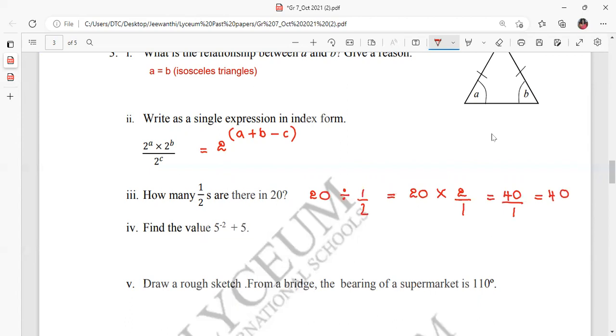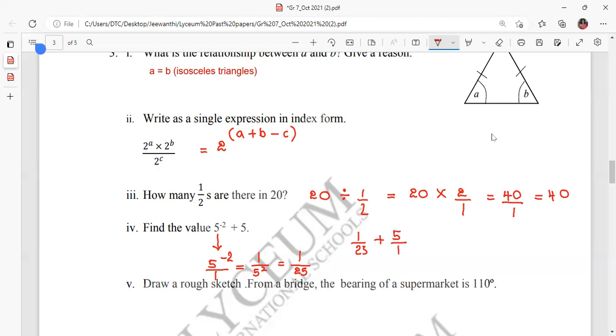Then the next one, look at this, children. 5 to the power negative 2. You can write 5 to the power negative 2 over 1. Then you take the reciprocal to make the power positive: 5 to the power 2. 5 to the power 2 means 5 squared, which is 25. So it is 1 over 25. In this question, you want to add 5.